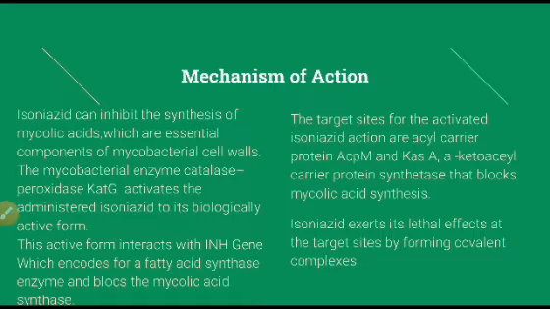The target sites for the activated isoniazid action are acyl carrier protein ACPM and KasA. What is that? A ketoacyl carrier protein synthetase that blocks mycolic acid synthesis. So here it has also been explained what the target for isoniazid is, where it actually acts. Isoniazid exerts its lethal effect at the target site by forming covalent complexes. So this is a very, very important mechanism for isoniazid.